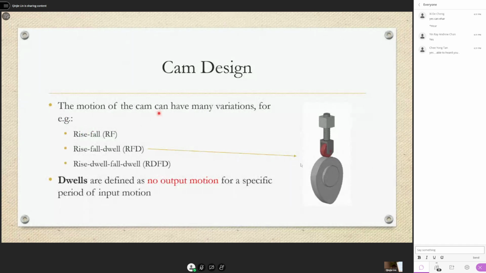Motion of a cam can have many variations, and these are just three more common ones. So we have rise-fall. That means the follower rises and falls, then continues to rise and fall, rise and fall. The second one is rise-fall-dwell. Dwells are defined as no output motion for a specific period of input motion. So you see it moves up and down, and then at this period of time it stops there. The stopping part we call dwell.